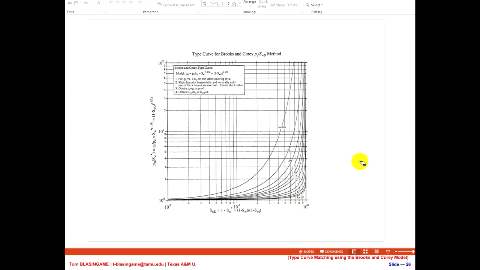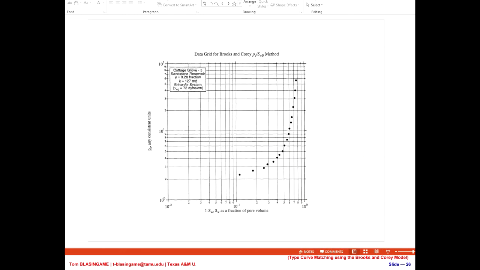Now, someone could say, oh, geez, let's use the derivative of this or something crazy like that. Yeah, we could. But let's just stay with reality check right now. So here's a data set. This is an actual data set from the literature. So we have capillary pressure plotted on the y-axis. We have 1 minus saturation plotted on the x-axis.